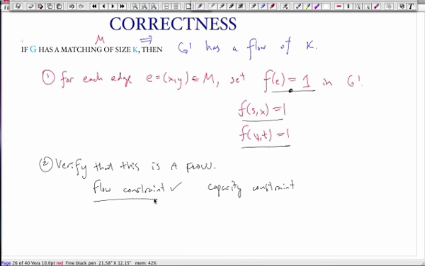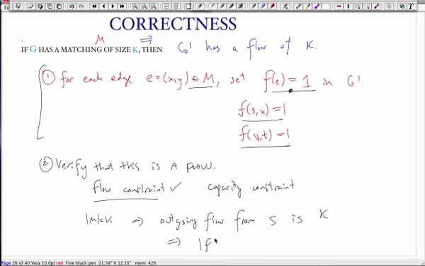So that's basically right. We're starting with the matching. The way we're creating this flow is from a matching. So for every vertex that's in this matching, at most one edge is incident. So this procedure happens at most once for each node on the left and right. And of course, since the size of M is K, this implies that the outgoing flow from S is K, which implies that the value of F is K.